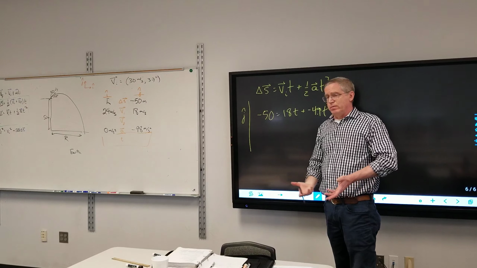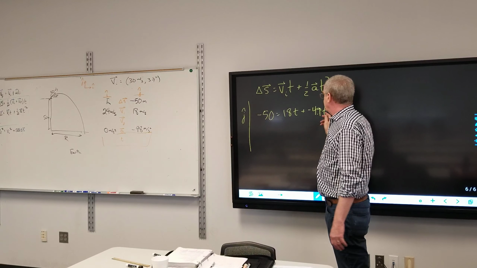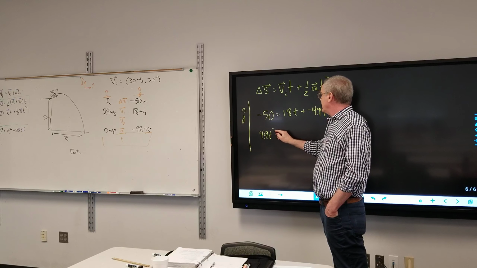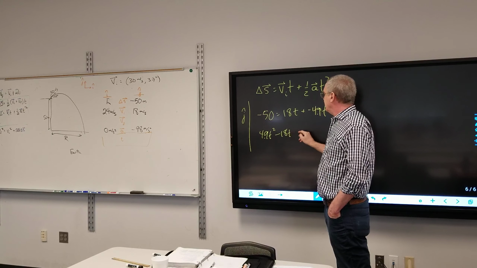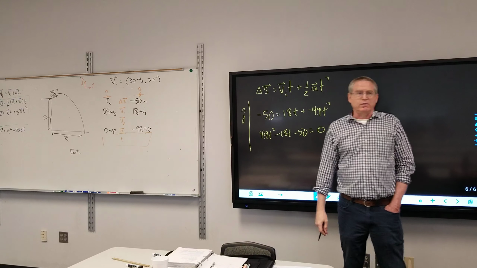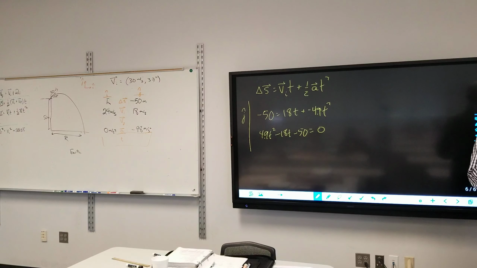Personally, I like the first term to be positive. That's just me. So I'm going to bring everything over to the left. So I get 4.9 t squared minus 18t minus 50 equals 0. It is a quadratic equation. There are going to be two answers.